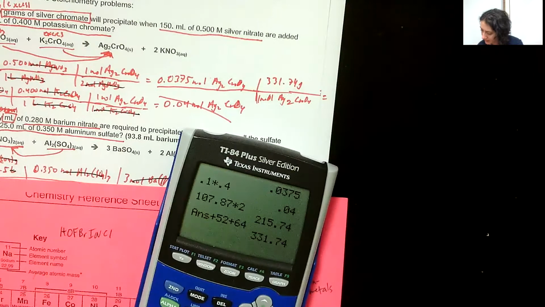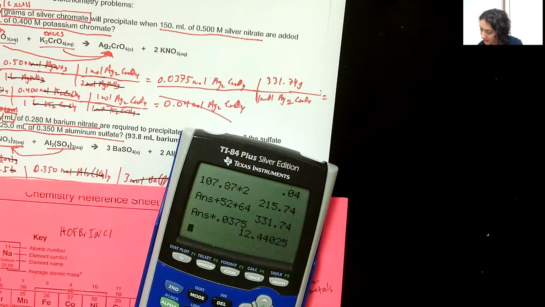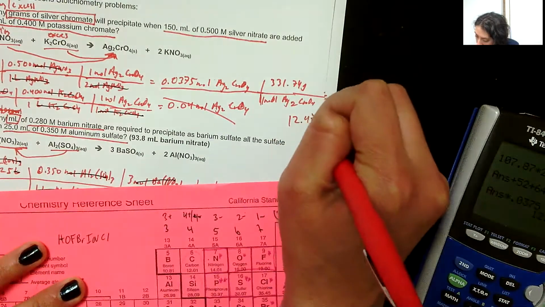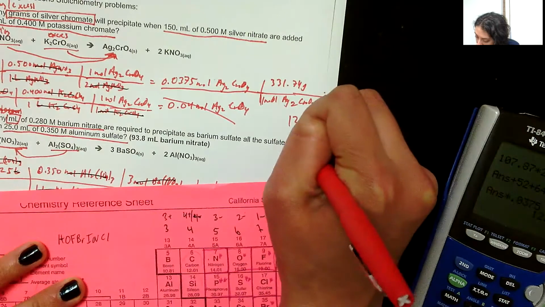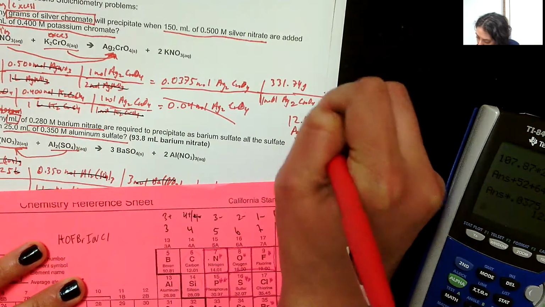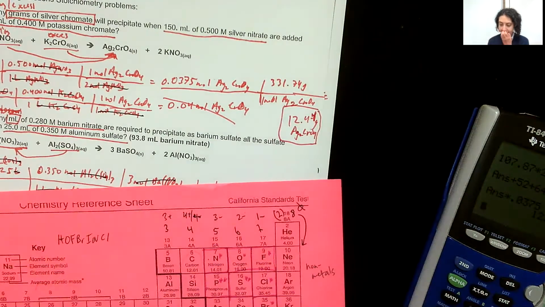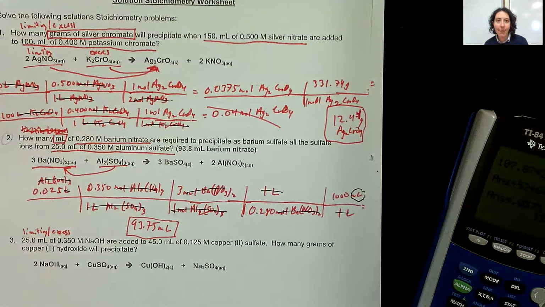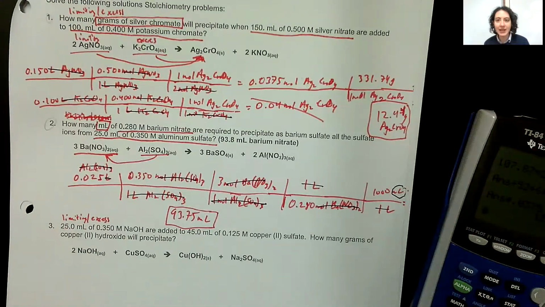Let's just multiply that times 0.0375, and that's going to be 12.44 grams of silver chromate. That's our answer. Okay. Whew. A lot of work, a lot of calculations, but that's what you've got to do. So again, limiting and excess reactants make this a little bit more complicated.